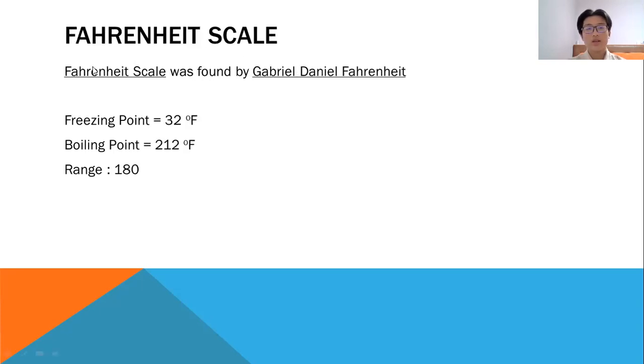The second one is the Fahrenheit scale. The Fahrenheit scale was founded by Gabriel Daniel Fahrenheit. The freezing point is 32 degrees Fahrenheit. Meanwhile, the boiling point is 212 degrees Fahrenheit. It is the same to find the range. We subtract the boiling point and the freezing point. So 212 degrees Fahrenheit minus 32 degrees Fahrenheit, we have 180.